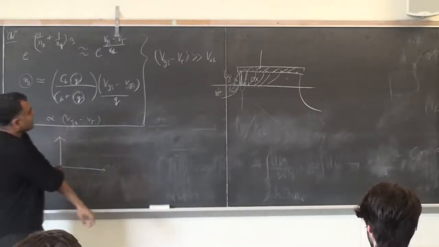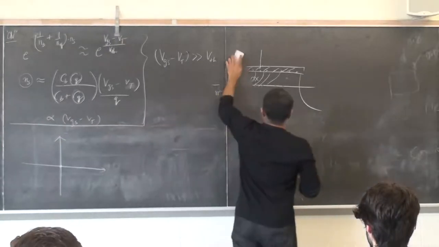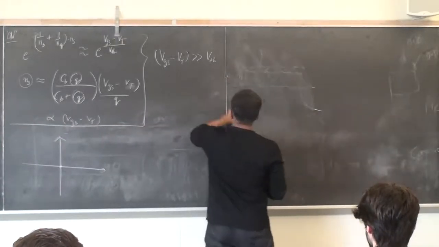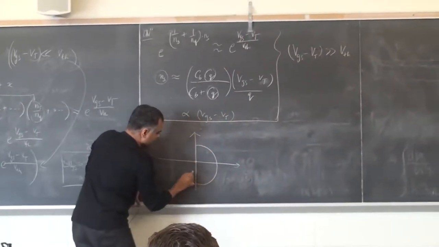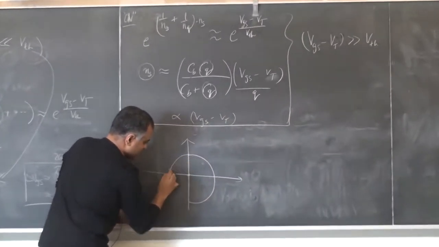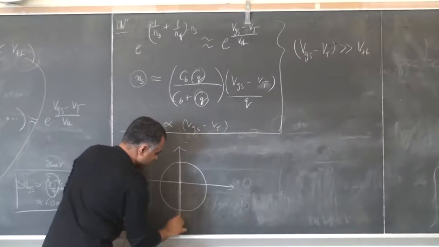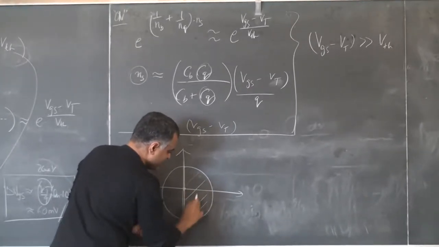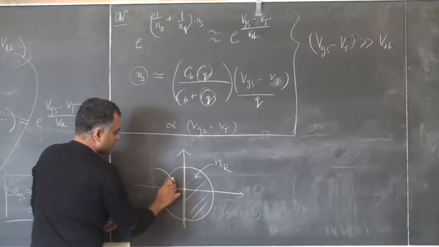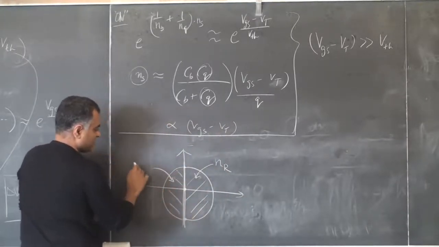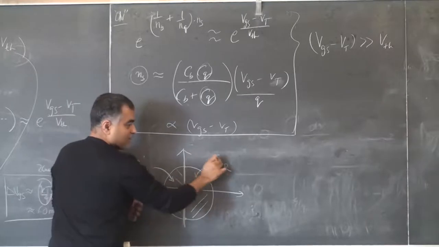Okay, so I wanted to finish up this discussion by saying that one of the nice ways to look at this problem is to think of electrons as, this is kind of the right-going electron density, and this is the left-going electron density, right?